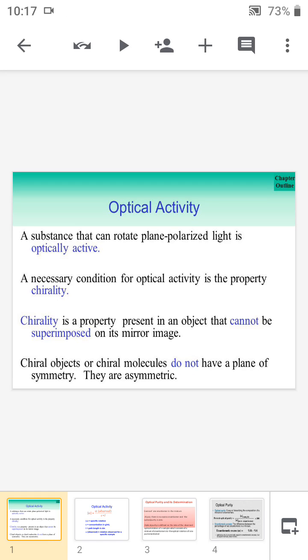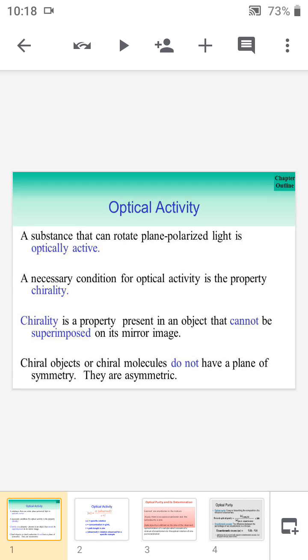So chirality is the property present in an object that cannot be superimposed on its mirror image. A chiral object or a chiral molecule does not have a plane of symmetry. We have already discussed some of the elements of symmetry: the identity element, axis of symmetry, plane of symmetry, inversion center and center of symmetry. If our molecule is a chiral molecule, it does not have a plane of symmetry, and that molecule is an asymmetric molecule since it does not have any element of symmetry.